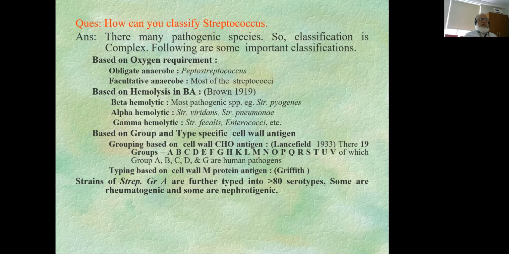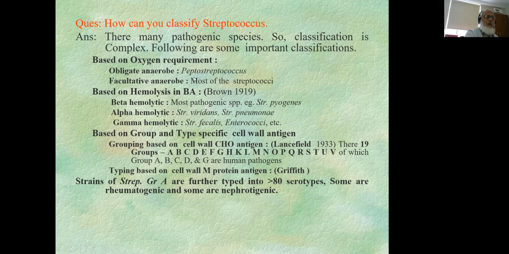Let us start with Streptococcus. This is a common question sometimes asked: how can you classify Streptococcus? There are many pathogenic species in the genus Streptococcus, and the classification is complex. The following points are important. First of all, we can classify based on oxygen requirement, based on hemolysis in blood agar, based on group and type specific cell wall antigen, and based on their M protein antigen.